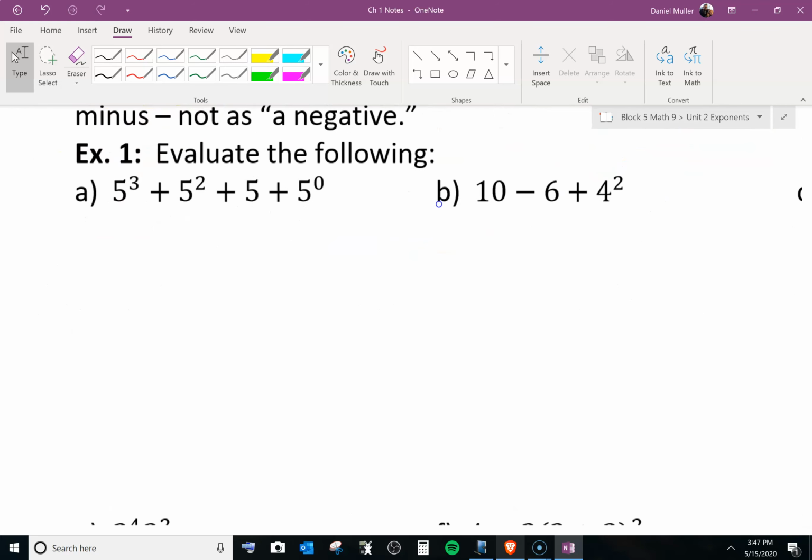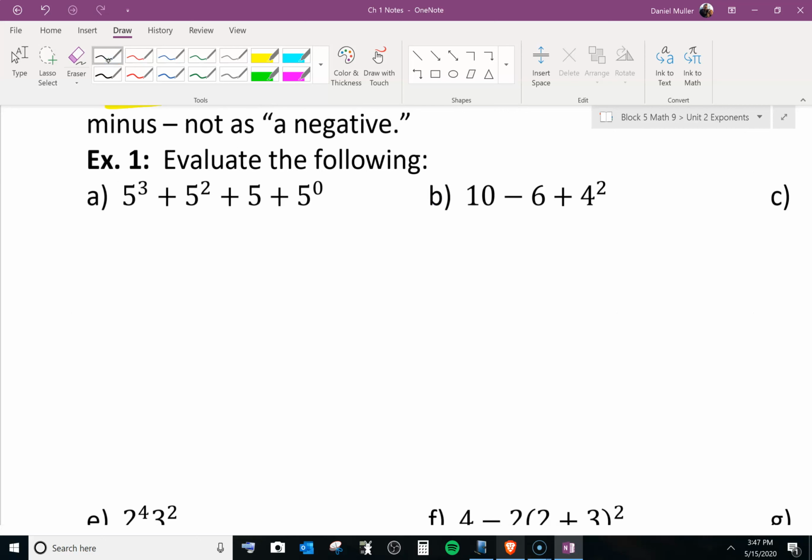So let's take a look at the first one. There are no brackets, but we do have E, which is exponents. So we need to go 5 to the power of 3, 5 to the power of 2, 5, and 5 to the 0. Well, let's start over here. Start at the right-hand side. 5 to the 0, anything to the 0 is 1. Plus, there's a 5 there.